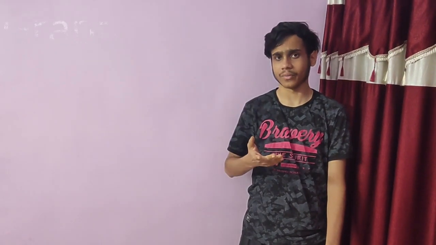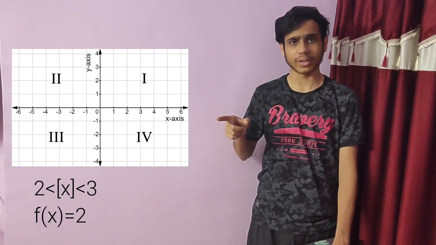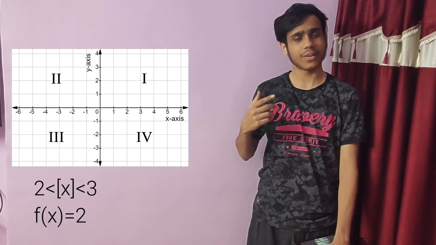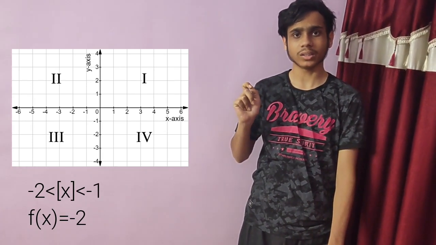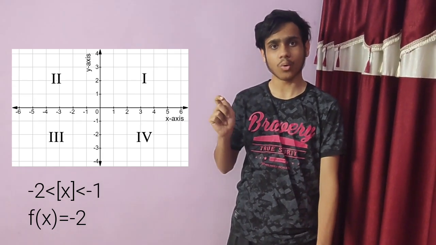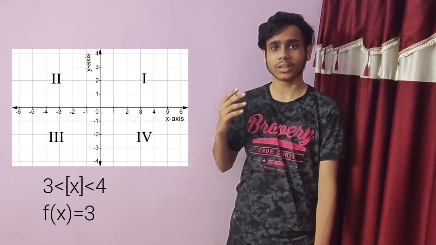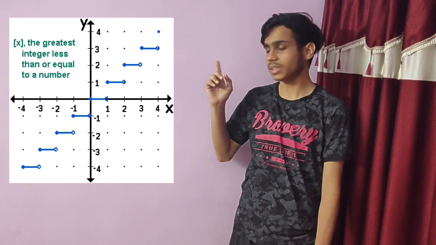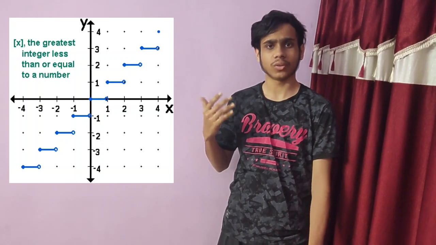Now, I would like to give some information about its graph. In the Cartesian plane, I mean the x and y plane, if you take any number between 2 and 3, the answer would be 2. If I take a point between minus 1 and minus 2, the answer would be minus 2. And if I take a number between 3 and 4, the answer would be 3. So from all these things we could say that the graph will look like this, the steps, or the floor. Now I hope you understood what it is.